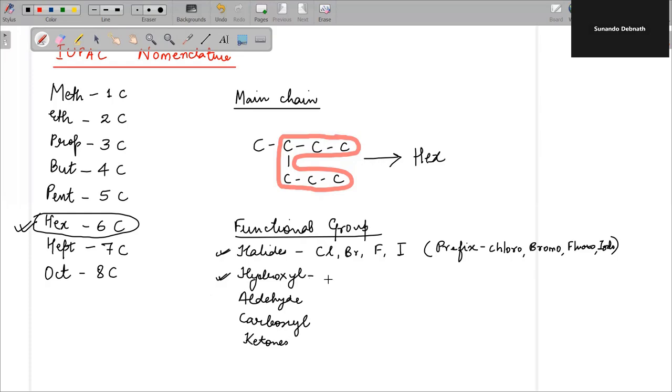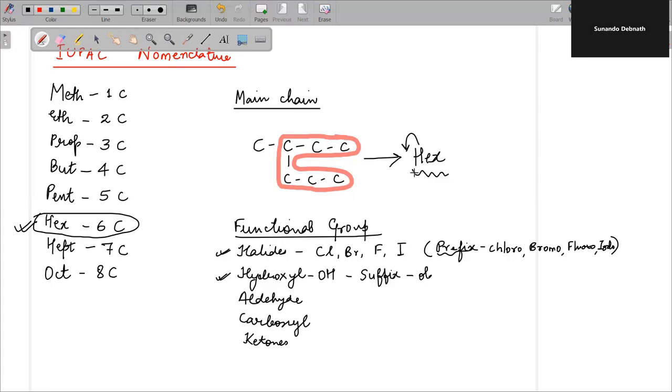Now, hydroxyl means what? Hydroxyl means OH group. Whenever you have an OH group connected to the main chain, we will call it a hydroxyl. And for this, we use a suffix, not a prefix. We will be adding this word: the suffix for hydroxyl is OL, ol. We will be using this OL suffix after the base word hex because it's a suffix, so it will come after the base word. Prefix will come before the base word.